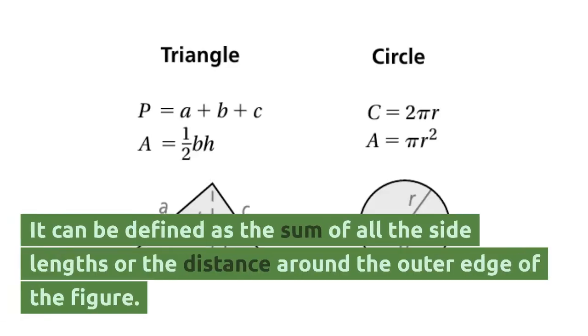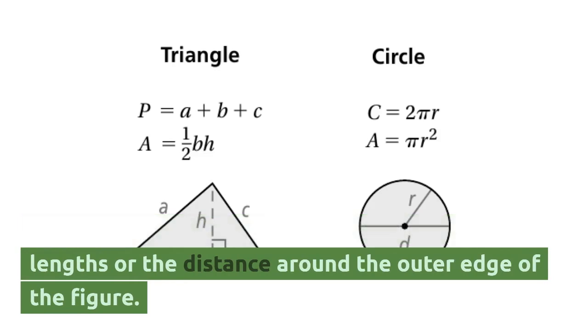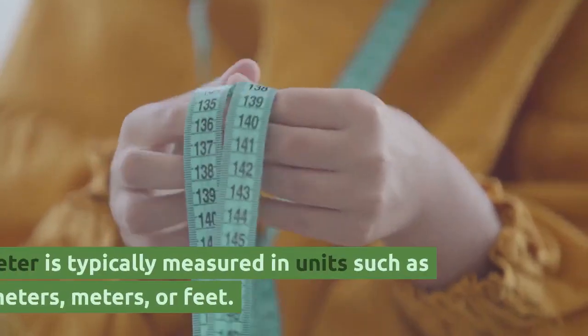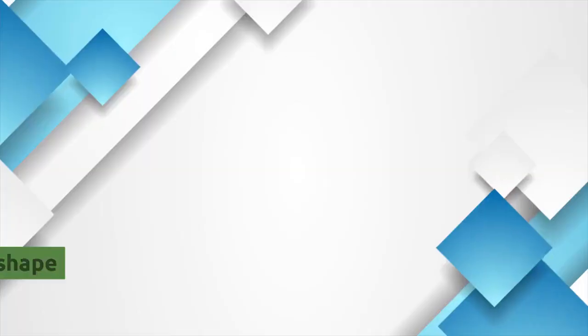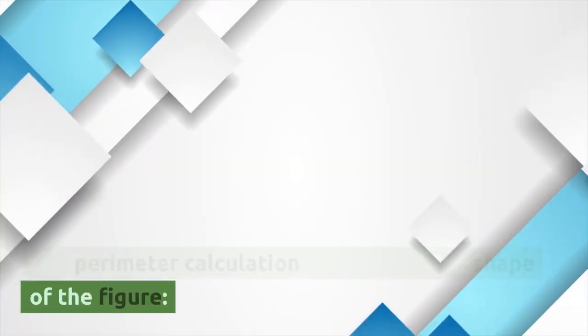It can be defined as the sum of all the side lengths or the distance around the outer edge of the figure. Perimeter is typically measured in units such as centimeters, meters, or feet. The perimeter calculation depends on the shape of the figure.